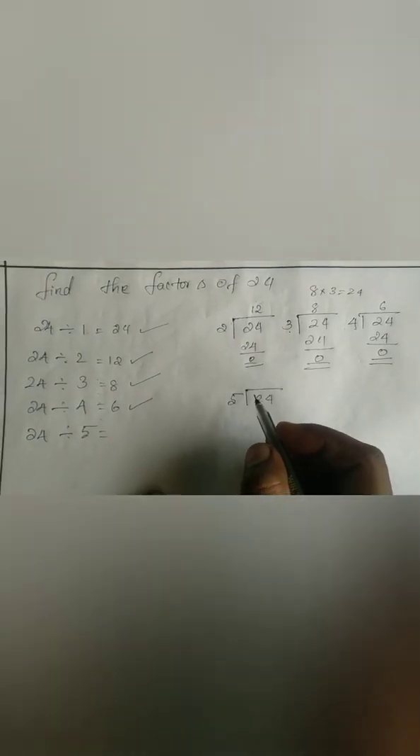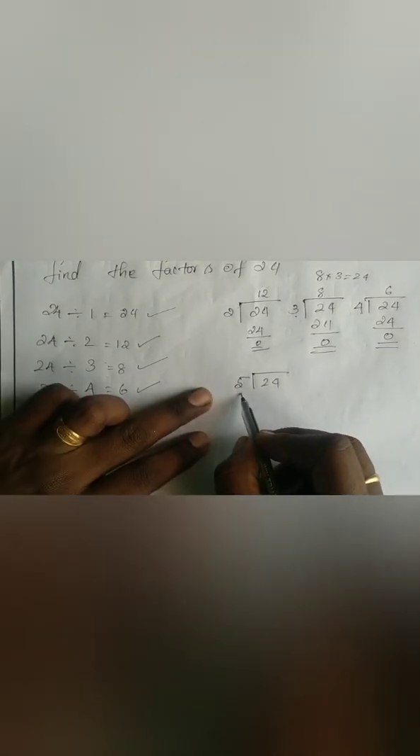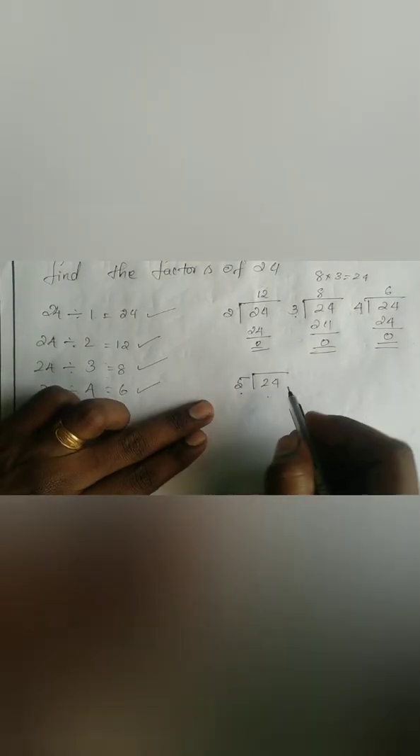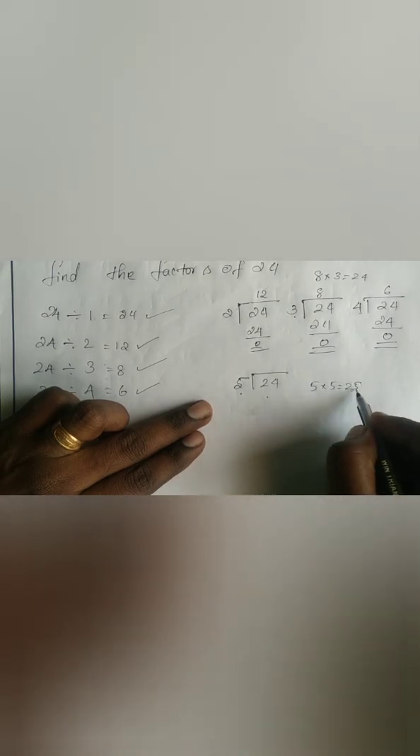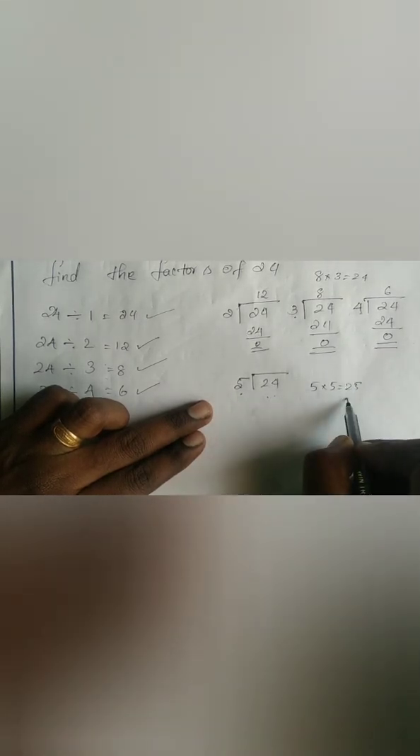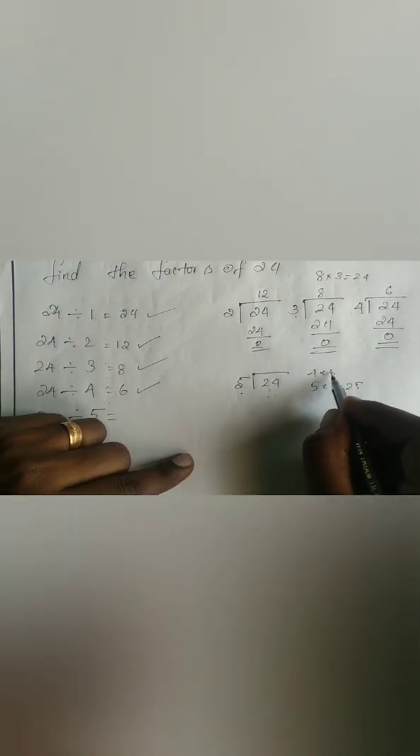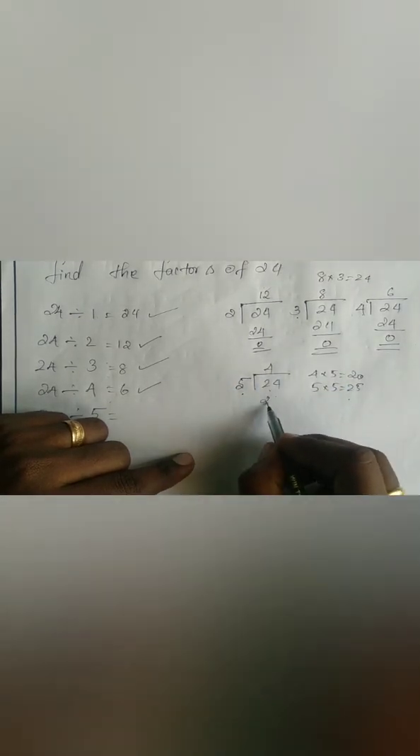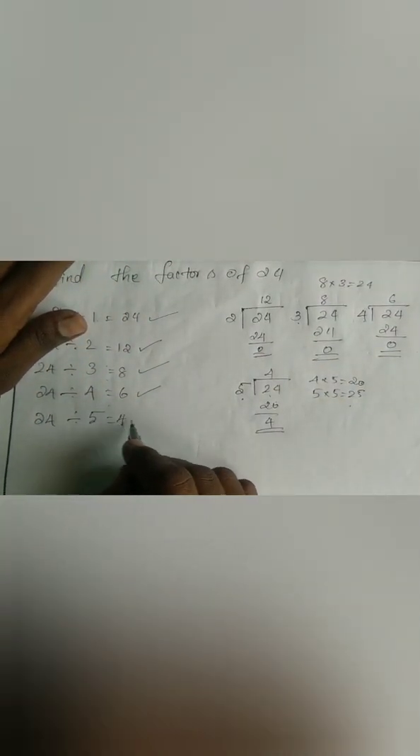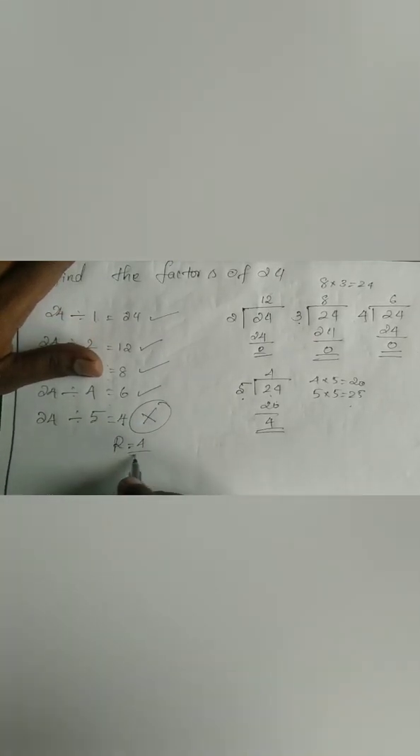Now come to 24 divided by 5. In the 5 table, where is 24? We know 5 5s are 25. So here 24 is smaller and 25 is bigger. So let's check the number above. We know 4 5s are 20, so you can use 20. So 20, remainder 4. It leaves the remainder 4, so we can't tell it is exactly divisible. The quotient is 4, but the remainder is also 4.